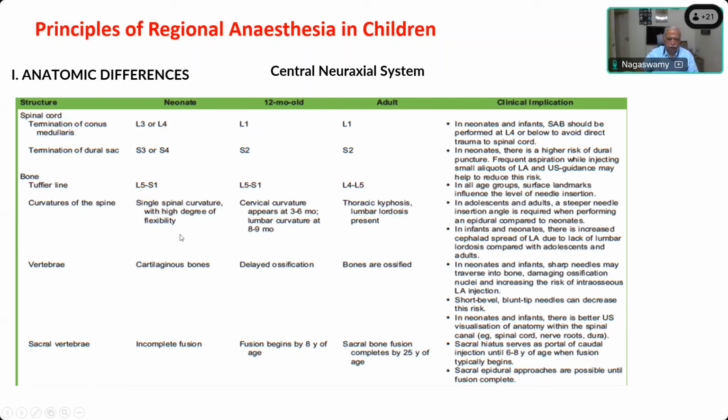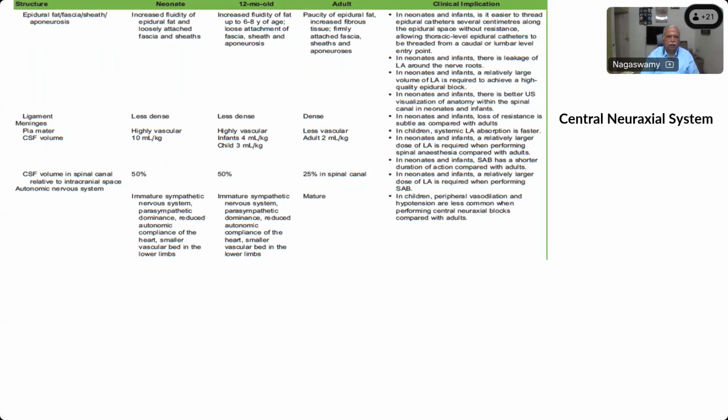And the curvature of the spine is also different. The vertebrae are more cartilaginous, whereas they become bony and ossified later on. And the sacral vertebrae are all incompletely fused. And that is the reason why you are able to do the caudal sacral epidural very easily in these patients. And continuation of that, epidural fat, ligaments and volume are all different.